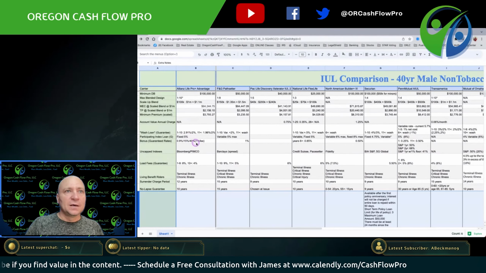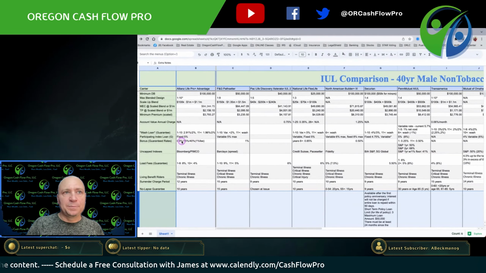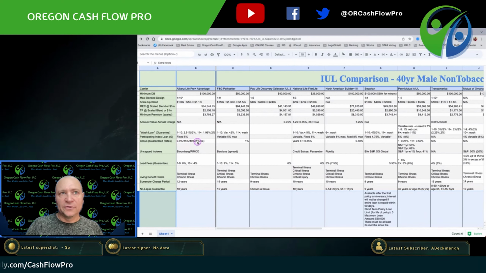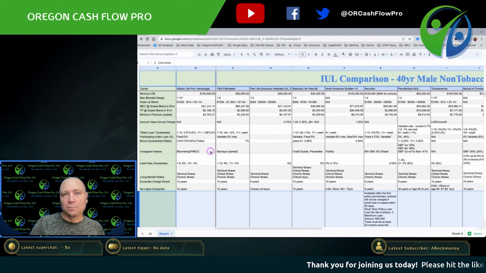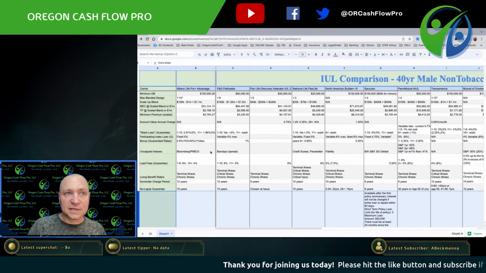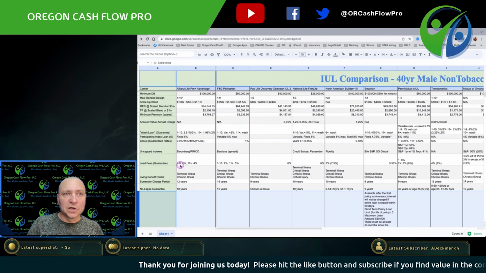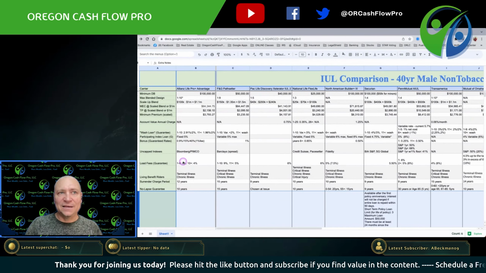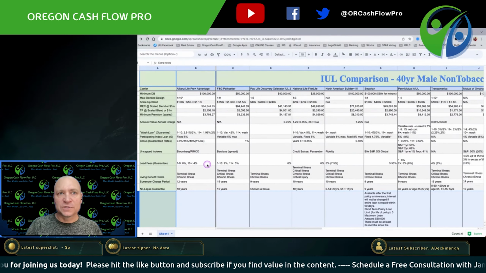Okay. Bonuses, we've got a 0.9 classic bonus. We've got the 15% multiplier and the 40% multiplier that costs 1%. The uncapped index options, they've got 2 of them, Bloomberg and PIMCO, both of them excellent uncapped index options in my opinion. The load fees for the first 9 years is 8%. After that, it's 4% a year.